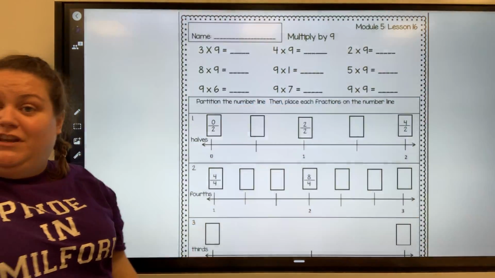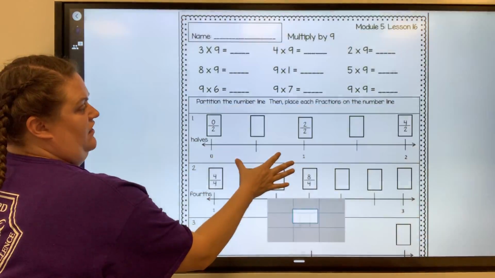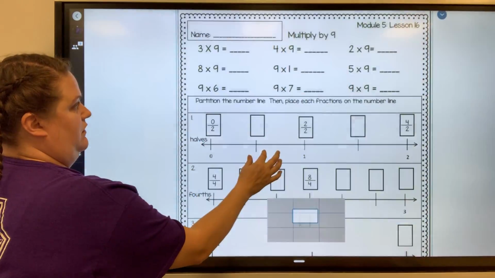So I hope that you enjoyed that little refresher on the 9s trick. If you didn't know it, awesome. If you did know it, great.